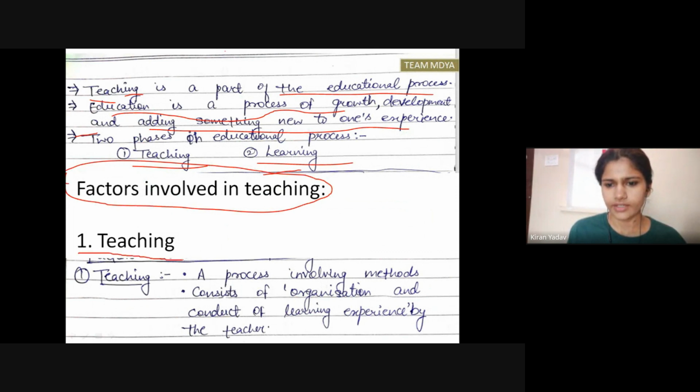First factor is teaching, a process involving methods. So in teaching, there are different methods involved through which the teacher teaches the students. It consists of organization and conduct of learning experience. So in the process of teaching, there is organization and proper planning. Through this, the teacher conducts the teaching process and gives the learner a learning experience.